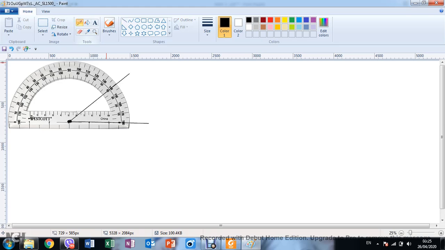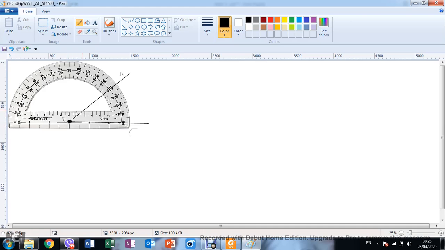Okay, for example, I have this angle. Look, I have angle A. This is called B. And this is C. I have angle ABC, okay? How do I measure this angle? Look, the first line is on the 0, and I put the vertex of the angle on the middle of the protractor. This is the middle center.